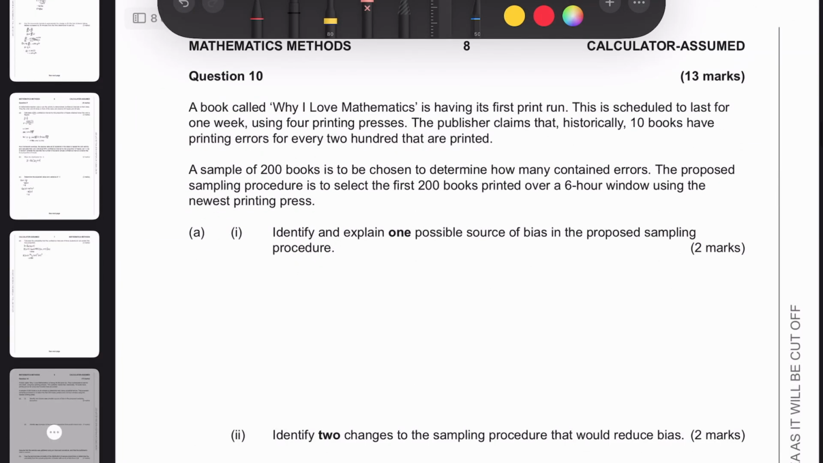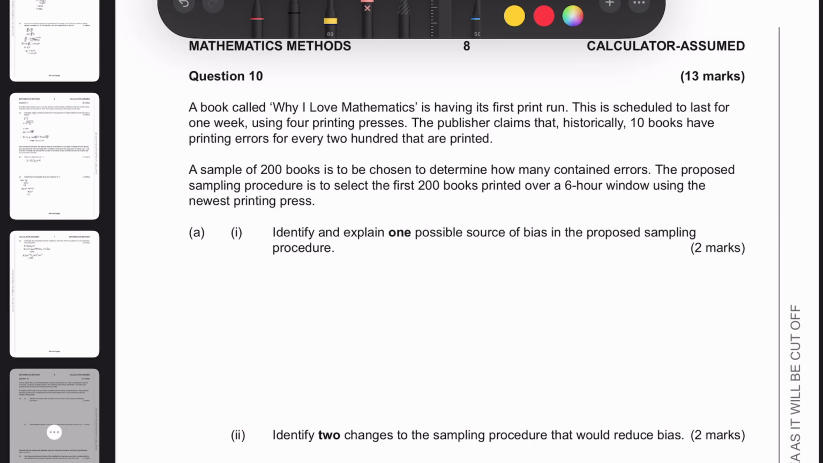Question 10. A book called Why I Love Mathematics, excellent, is having its first print run. This is scheduled to last for 1 week, using 4 printing presses. The publisher claimed that historically 10 books have printing errors for every 200 that are printed. A sample of 200 books is to be chosen to determine how many contain errors. The proposed sampling procedure is to select the first 200 books printed over a 6-hour window using the newest printing press.